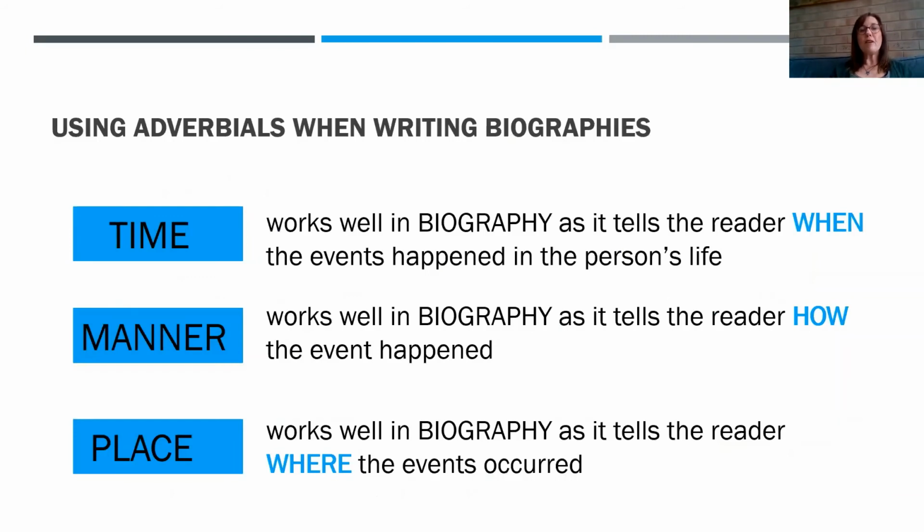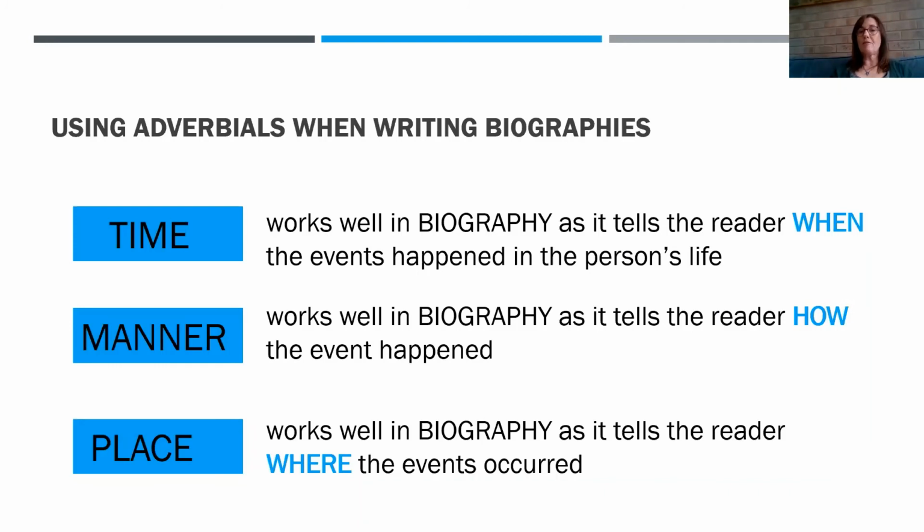Using adverbials when writing biographies. This is our last slide, and this is just getting you to think about how and what types of adverbials you can use within biographical writing. Adverbials of time. Time works well in biography as it tells the reader when the events happened in the person's life. This includes lots of the examples that have a date at the beginning, like in early 1915, that type of thing. Manner works well in biography as it tells the reader how the event or the action happened.